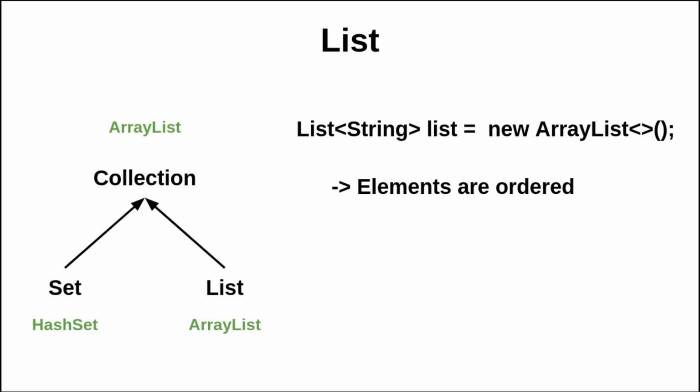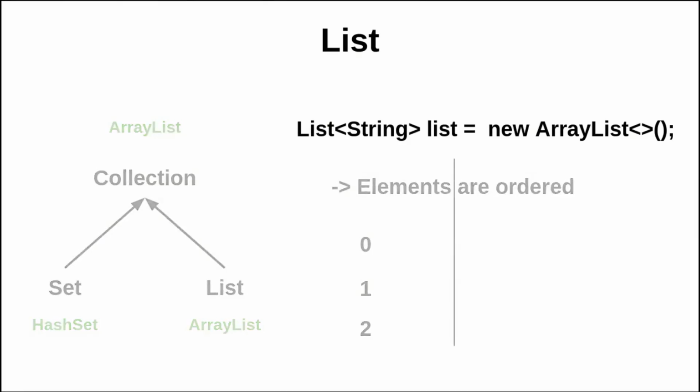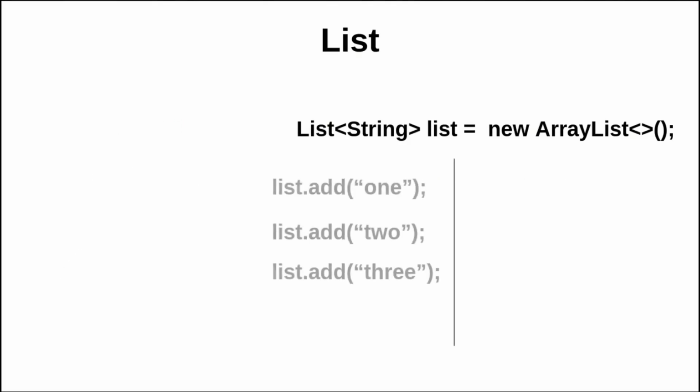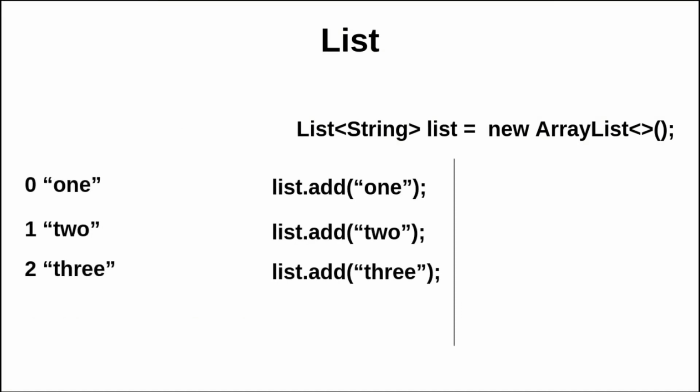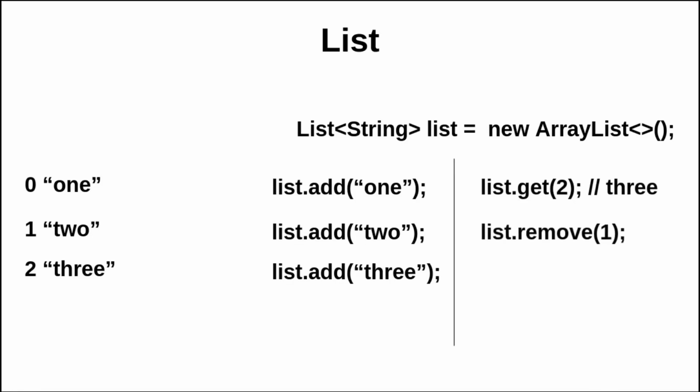Each element in a list has an index that is automatically maintained by ArrayList, and this index allows me to access the elements in the list. Suppose I add 3 items to my list. Automatically, they will be associated to indexes 0, 1, and 2. I can get the element 2, which returns the value 3. I can remove the element 1, and automatically the index 1 will have the value 3, and the order of the indexes is kept by the implementation.